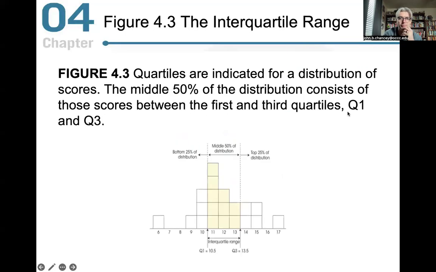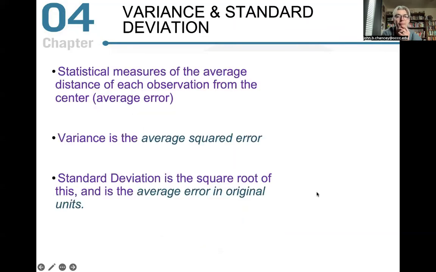Sorry. There we go. So here's what that might actually look like with a graph. Here's the middle of the distribution, here's our core, here's our lower hinge, which is 10.5. Our upper hinge is 13.5. We subtract that, which gives us an interquartile range of 3. So a few different ways to think about that.